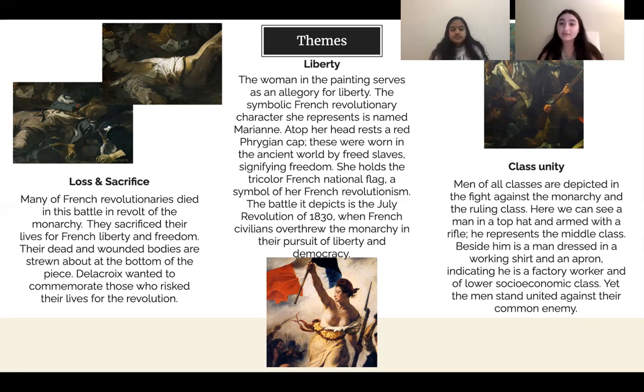And then my final theme that I noticed was class unity. Many men of all classes are depicted in the fight against the monarchy and the ruling class. So here we can see in a top hat and armed with a rifle, a man representing the middle class. And then beside him is a man dressed in a working shirt and an apron, indicating that he's a factory worker and of lower socioeconomic class. And yet together the men stand united against their common enemy.